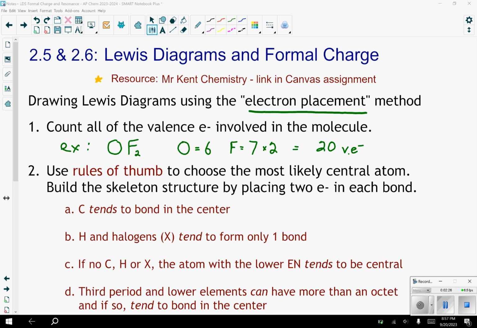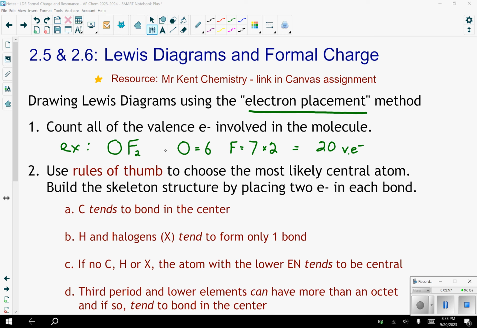The electron placement method is more versatile and will allow you to do more complicated Lewis dot structures, especially those where we might have what's called an expanded octet, where some elements can bond with more than 8 electrons around the central atom. There are 4 steps in the electron placement method. The first one is extremely important, and we'll use the example of oxygen difluoride to illustrate these 4 steps.